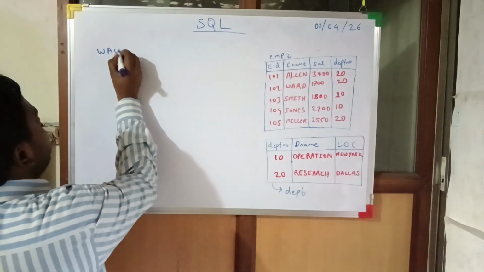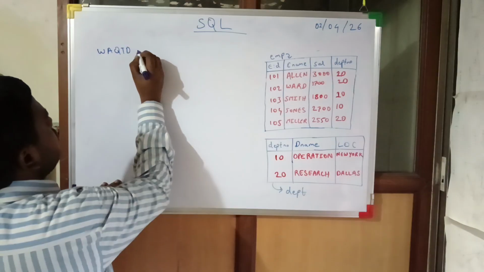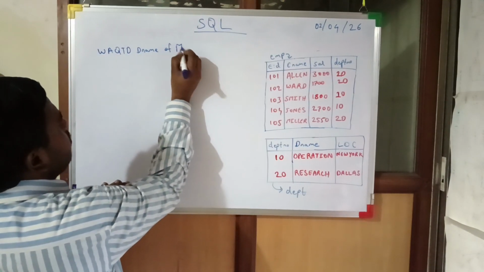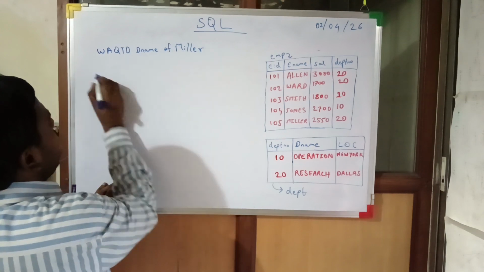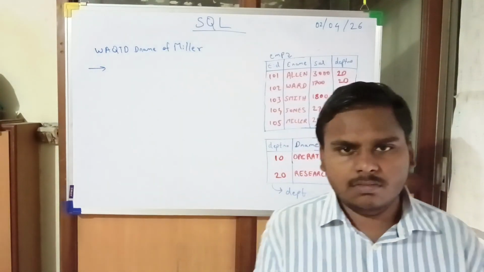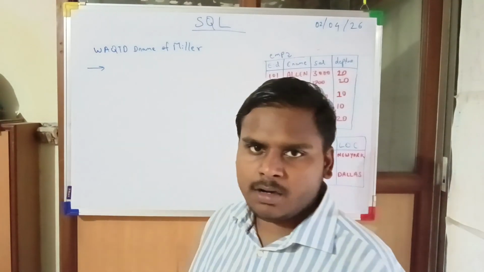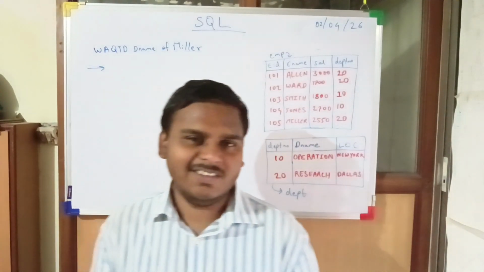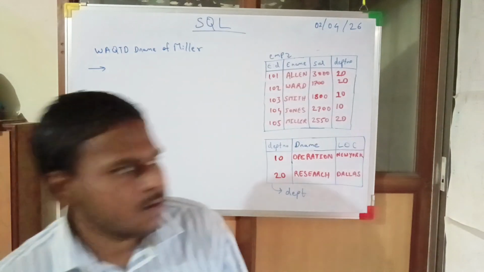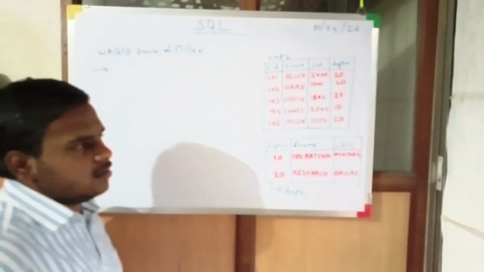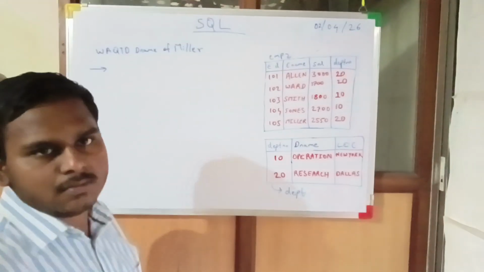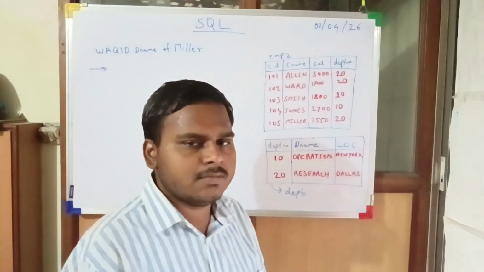Write a query to display DNAME, the department name of Miller. Okay, this is the question. I want to display the department name of Miller. Forget about the query, don't think about the query right now. Just look at both the tables. By looking at both the tables, can you tell me the department name of Miller? Pause for a second and think.